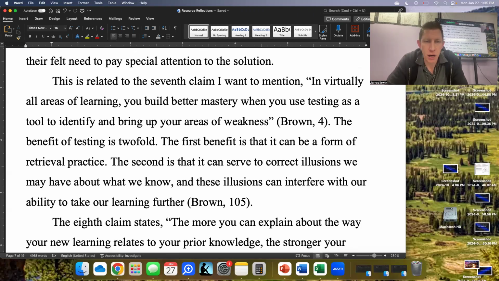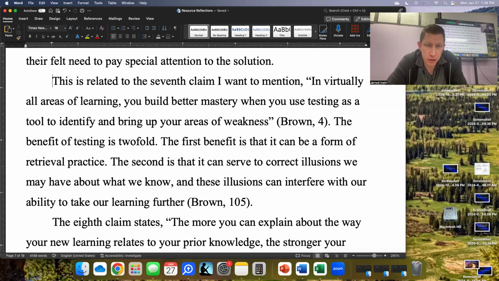So I go on, I say, this is related to the seventh claim I want to mention: "In virtually all areas of learning, you build better mastery when you use testing as a tool to identify and bring up your areas of weakness." I've got to agree with that.